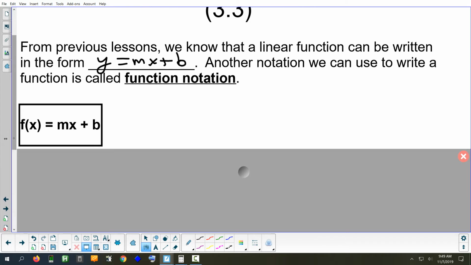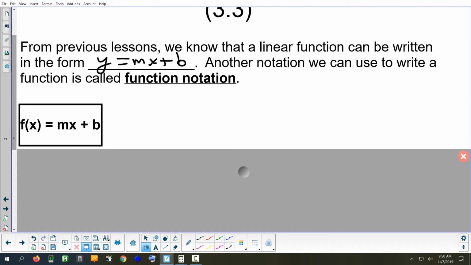In this box right here, this is function notation. f of x equals mx plus b. In that box, you want to put f of x equals mx plus b. What's the only thing that changed from what I wrote on this line to what I wrote in this box? There's only one thing that changed. What did I get rid of?